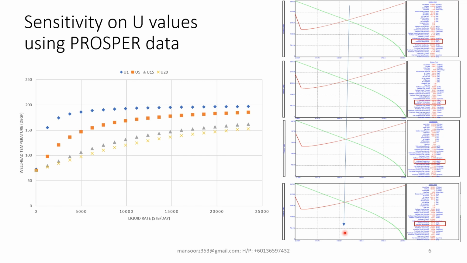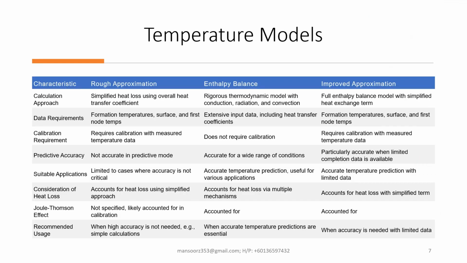Okay, so we've collected all the temperature models that are used in Prosper software and compared them here in this table. As you can see, we have rough approximation, enthalpy balance, improved approximation, and we have several characteristics that differentiate these kinds of models. So, for example, you can see that Joule-Thomson effects will be accounted for in both enthalpy balance and improved approximation. And for calibration, enthalpy balance does not require calibration.